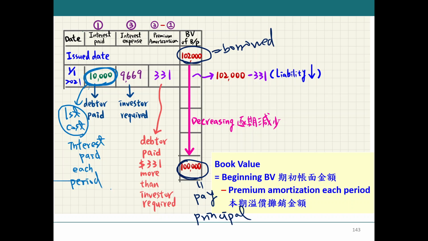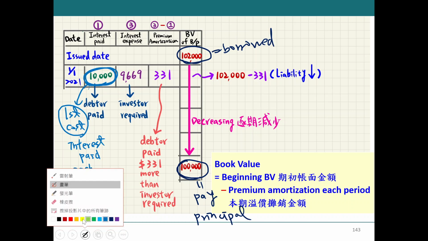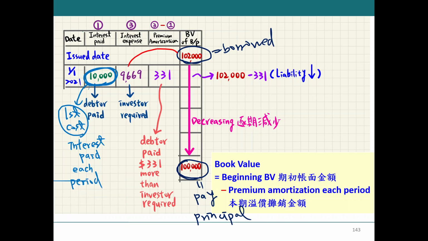Okay? But the problem is what they want. They want the market interest rate, right? So based on your liabilities, how much money did you owe at the beginning? $102,000, right? So based on the money you owed, $102,000, what do they want? 9.4794%. So they told you the interest they want is only $9,669, okay? So this is the interest investors want.